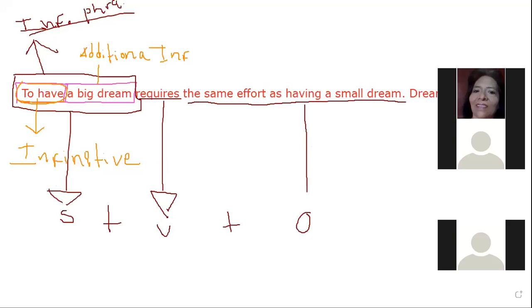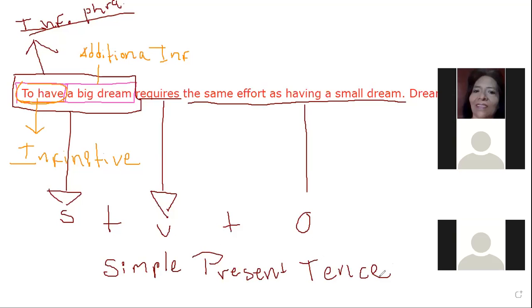And here we have the sentence: subject plus verb plus object. In this case, it is a simple present tense. Simple present, okay, we have a simple present tense.